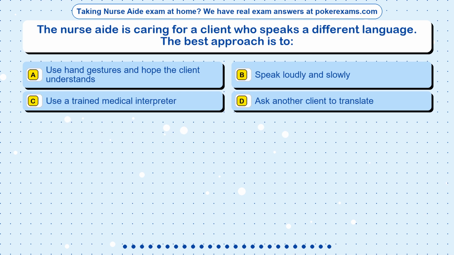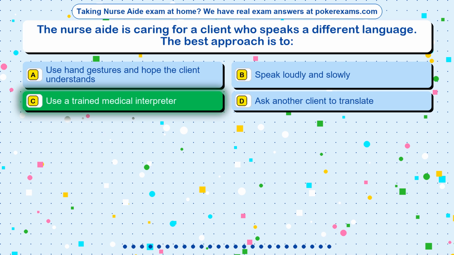Question 3. The nurse aide is caring for a client who speaks a different language. The best approach is to: Option A. Use hand gestures and hope the client understands. Option B. Speak loudly and slowly. Option C. Use a trained medical interpreter. Option D. Ask another client to translate.